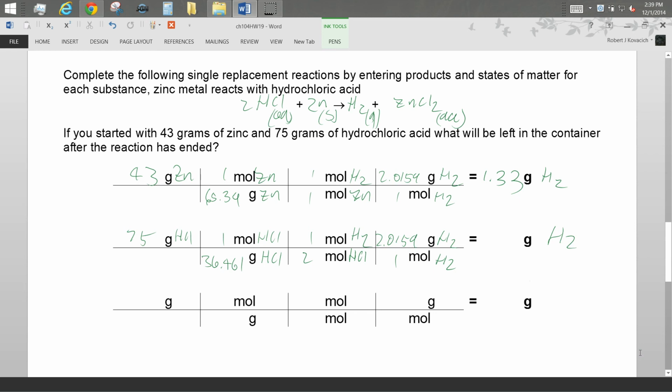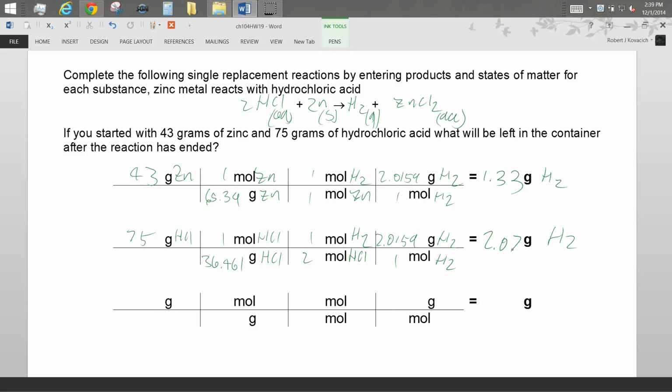Okay, so now I've got 75 divided by 36, divided by 2, times 2.0159. And so here I get 2.07 grams. Okay, so what's my limiting reagent? Zinc. So the zinc is going to be fully reacted. It's going to be giving its electrons away, and we'll have some leftover hydrochloric acid.